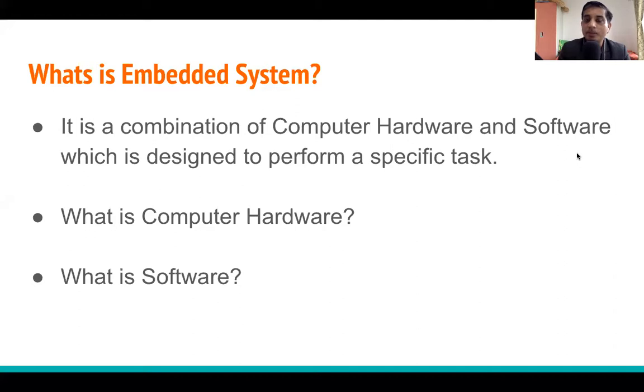So this web camera, using this web camera, we are only able to see who is in front of it. That is a dedicated task. What is in front of it gets captured and converted into the digital format. That is the only task assigned to that web camera. That's why we can say that your web camera is an embedded system product.